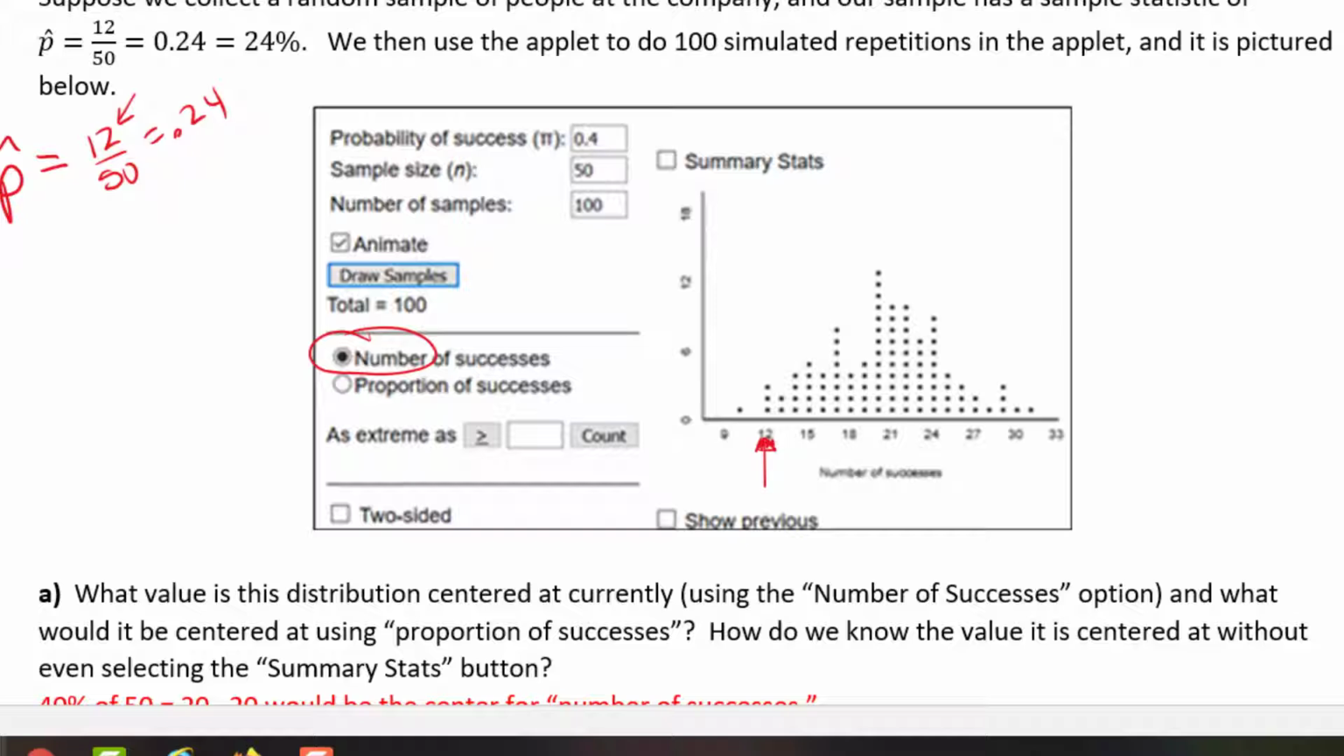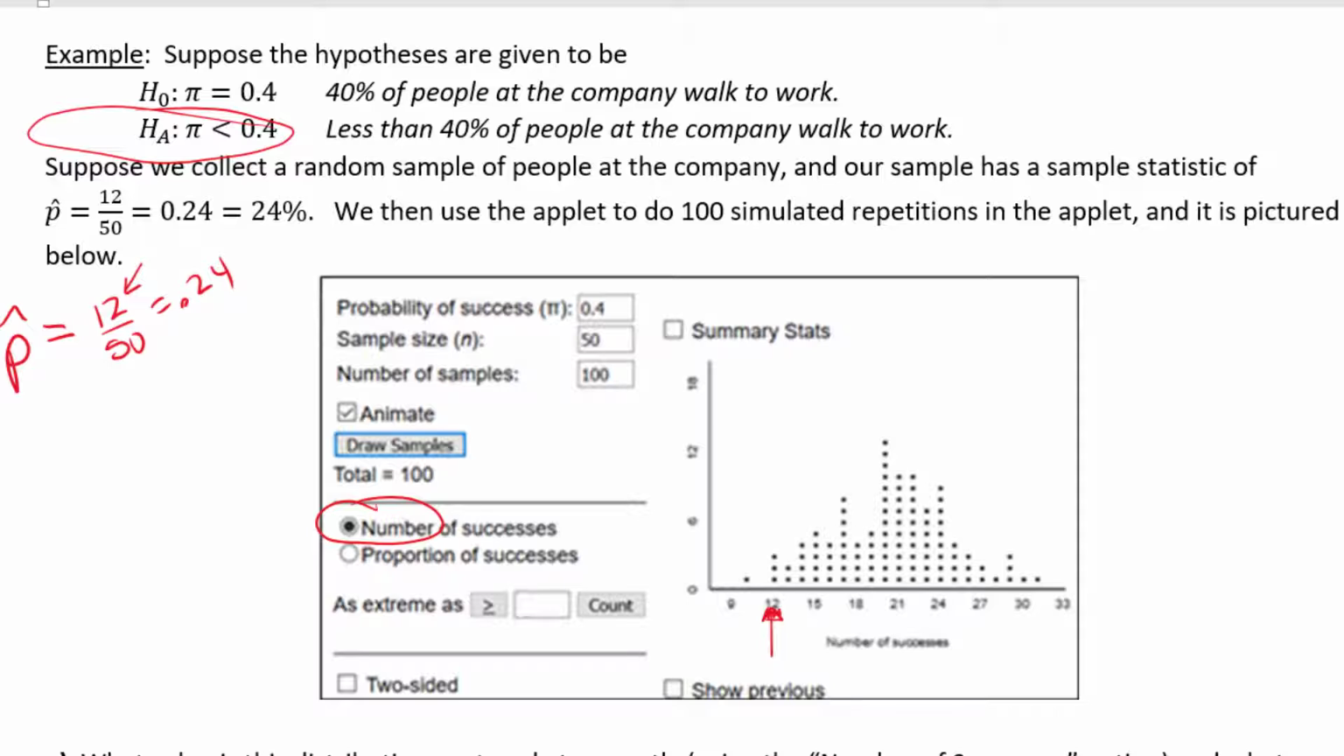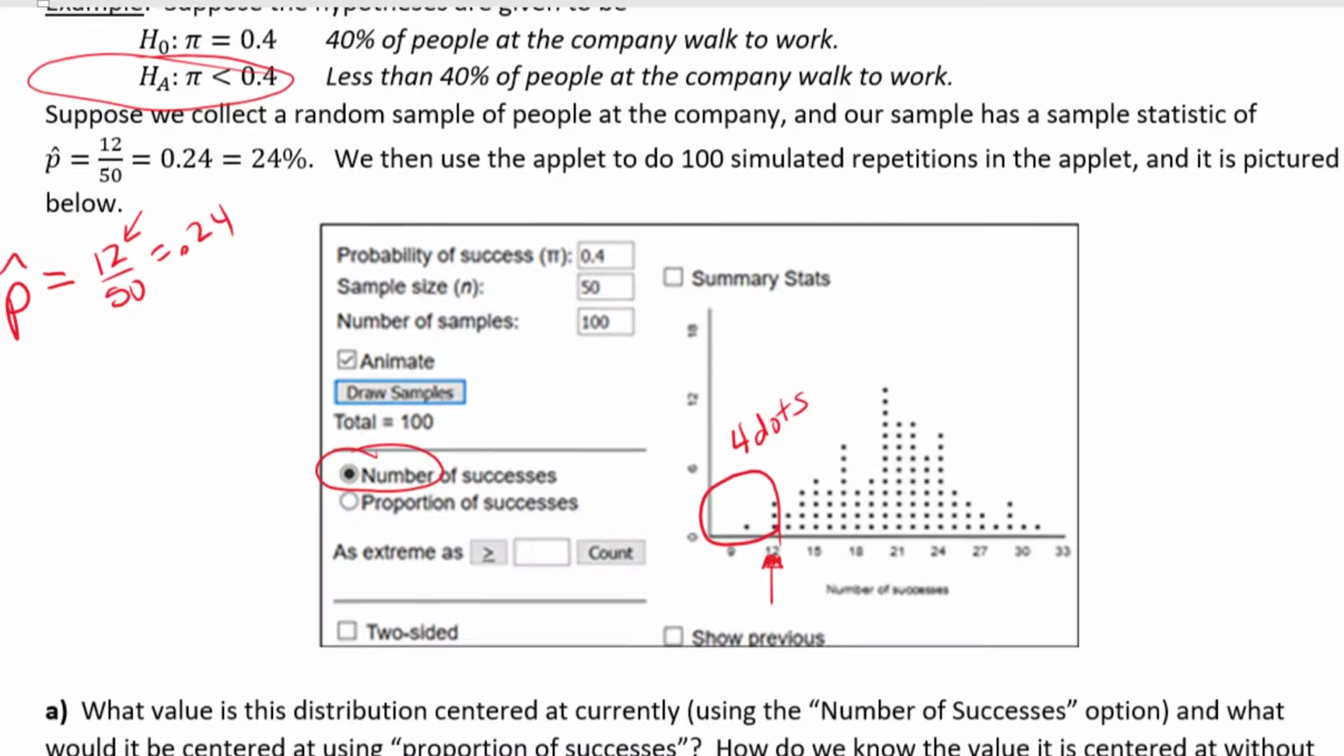We want to find the number of statistics in this distribution that are like our statistic or lower. I say lower because our alternative hypothesis is that pi is less than 0.4. So we count the dots in the distribution that are like 12 or lower. That's these dots. There are 4 dots. There are 4 simulated sample statistics that are like our observed statistic or lower. So 4 dots out of 100, the p-value is 4 out of 100 or 0.04.